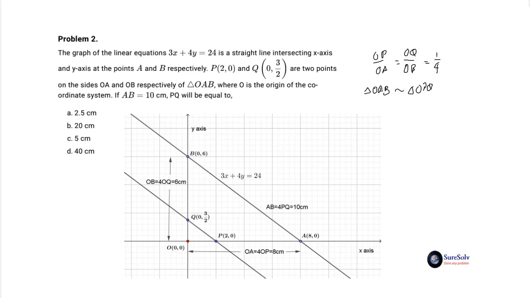The ratio of all pairs of corresponding sides will be equal. So PQ by AB equal to OP by OA equal to OQ by OB equal to 1 by 4. Or PQ equal to 10 by 4 equal to 2.5 cm. Answer is option A, 2.5 cm.